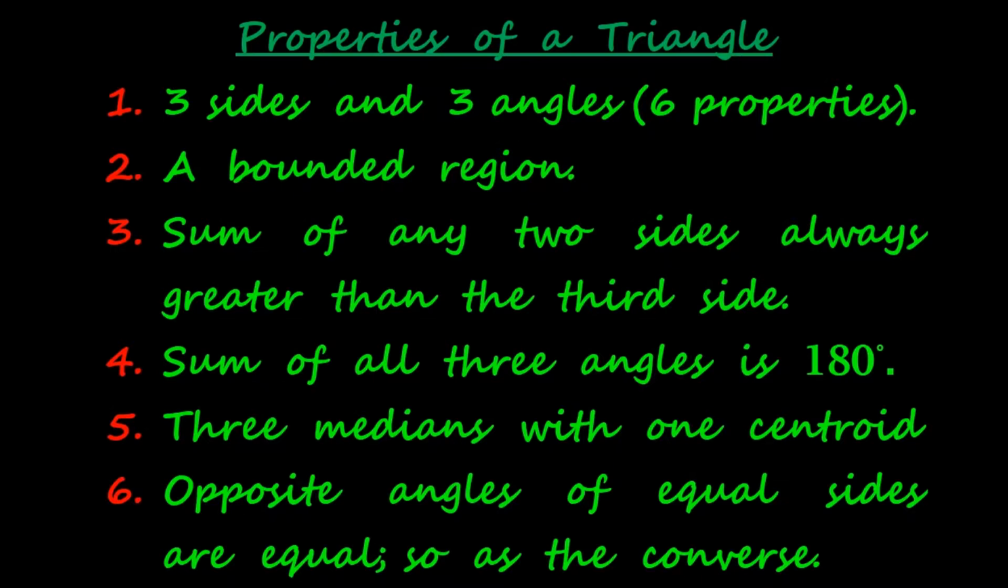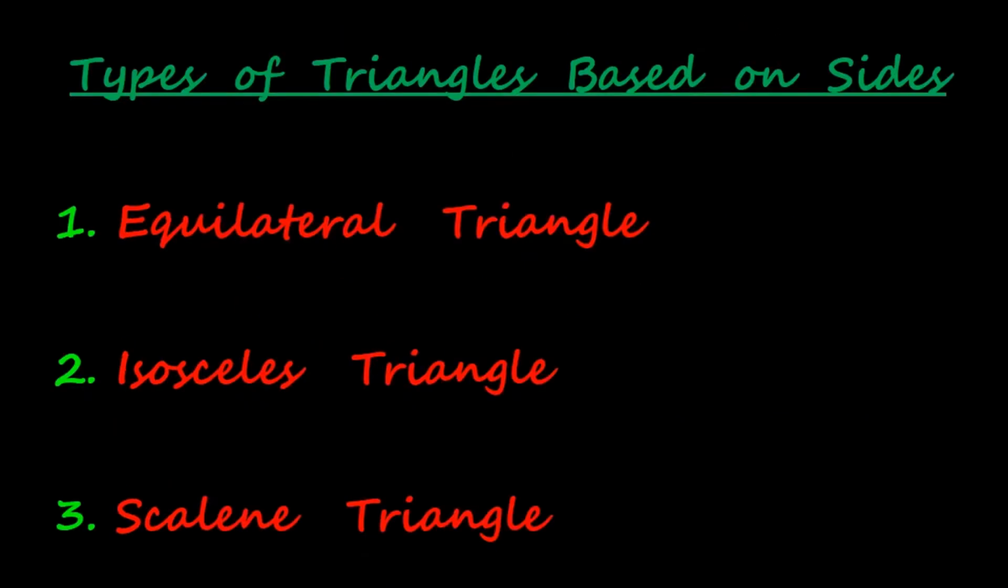Number five, there are exactly three medians with only one centroid in a triangle. Number six, in an isosceles triangle, opposite angles of equal sides are equal, and the converse is true as well. Types of triangles based on sides. There are equilateral triangle, isosceles triangle, and scalene triangle. Move forward to learn more.